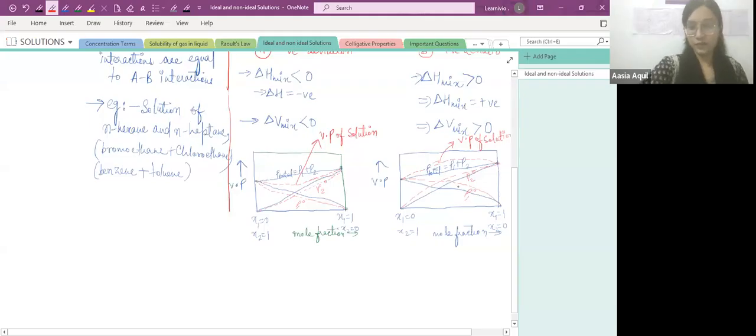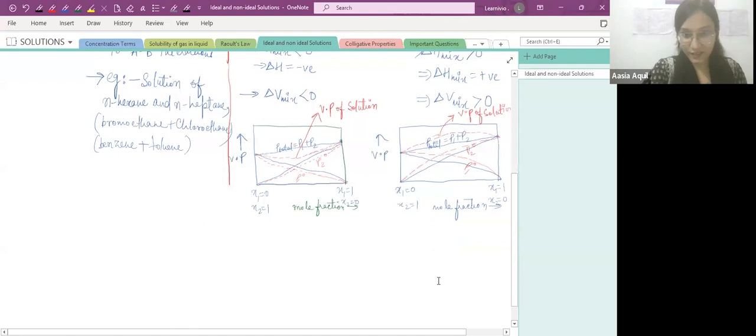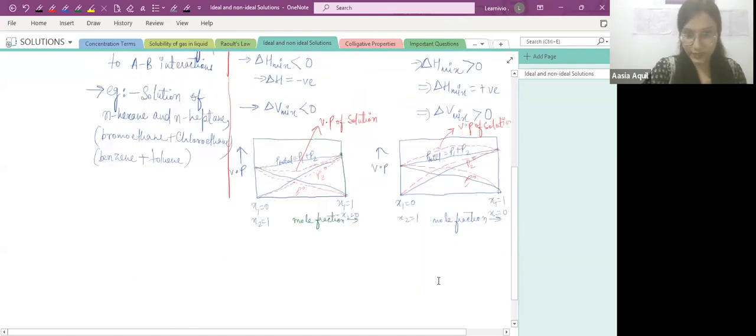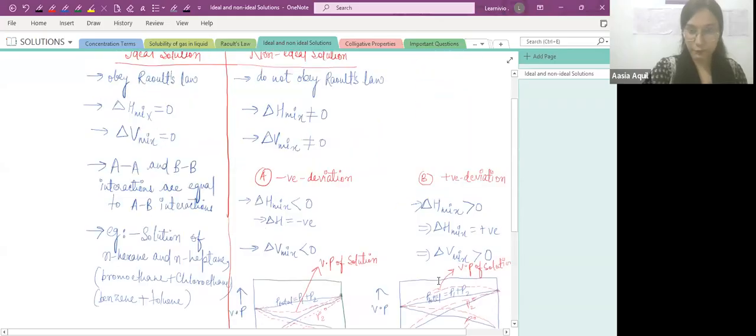I hope it is clear. My drawing is not good, but please try to understand the concept. You can just go through your NCERT book for this graph. It is very important for your exam.